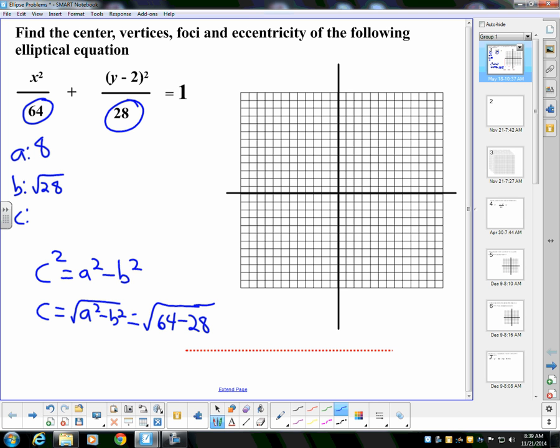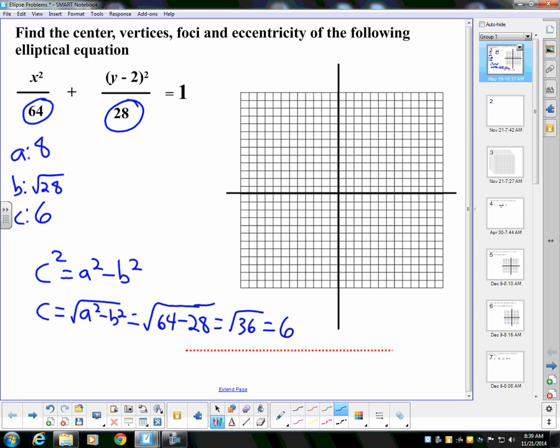I can pull my calculator up on the screen here. Actually, I think I will, if I can find it. I don't have it up. I'll do it on my other calculator. If I take 64 and subtract 28, right, 64 minus 28, I get 36. So C is equal to the square root of 36, or 6.